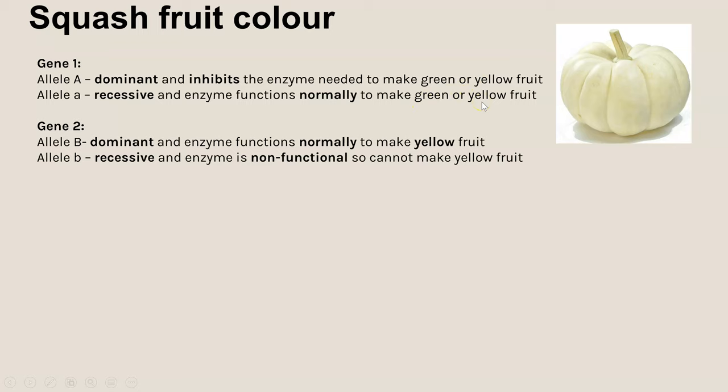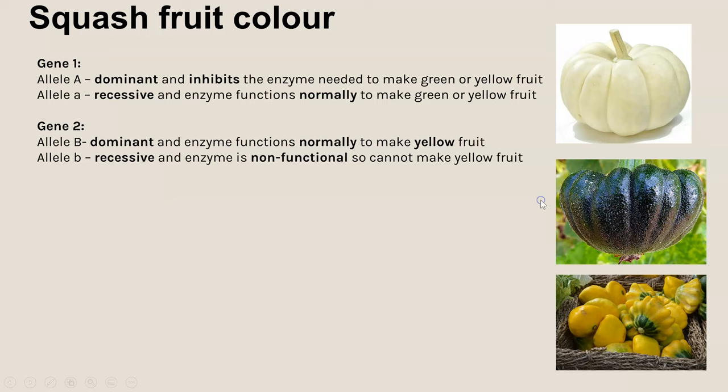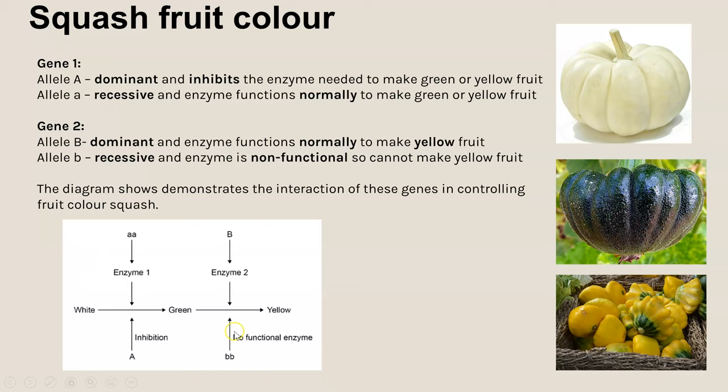Now, gene 2 is what determines whether it'd be green or yellow. So the dominant allele for gene 2 codes for an enzyme that functions normally to make the squash yellow in colour. But if you had two copies of the recessive allele in the squash, then that would code for a non-functioning enzyme. So you would then not get the yellow colour and instead you would get green. So if we have a look at the example then that was given in this particular exam question, they were shown this flow diagram as another way to represent the information above to show how you could end up with a phenotype, white, green or yellow, based on these genotypes on the outside, but it's presented quite differently.